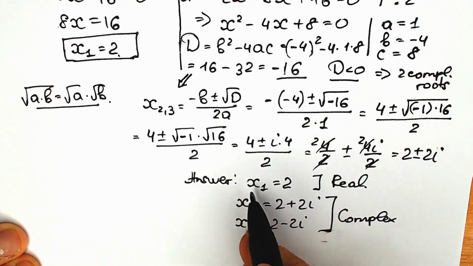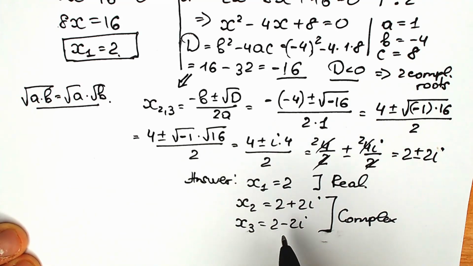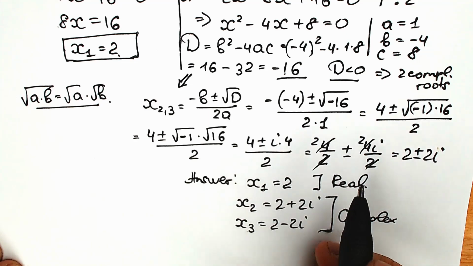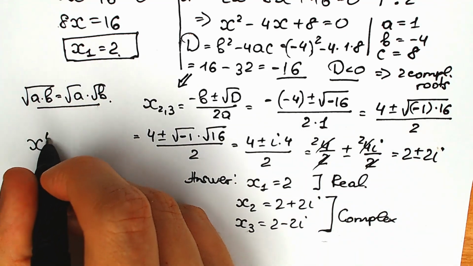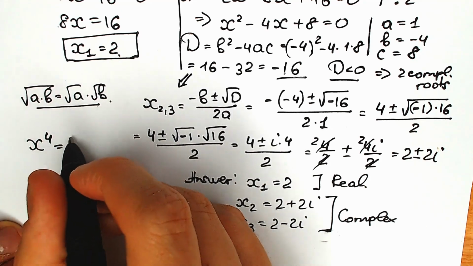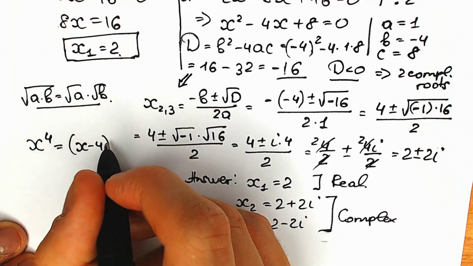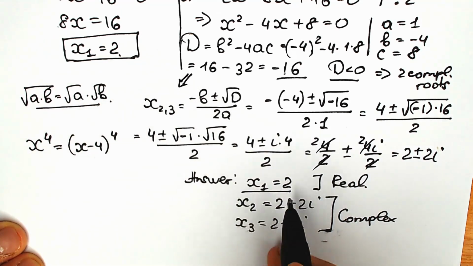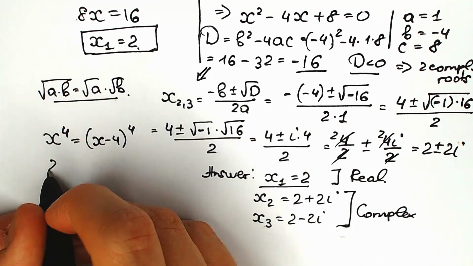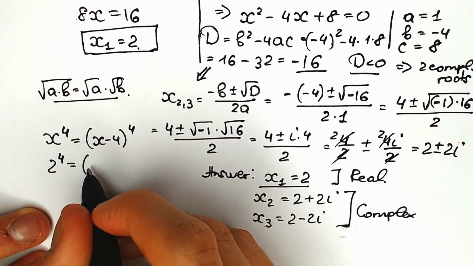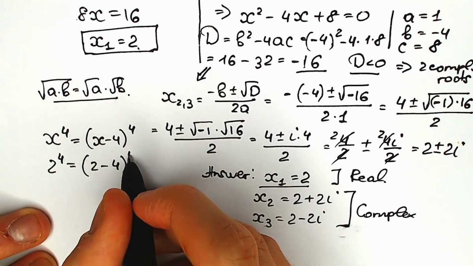Right now, let's check this root real quick. We don't need to check the complex ones because it would be a long video. But x first equal to 2, let's check it real quick. So our question looks like that: x to the fourth power equal to (x minus 4) to the fourth power. Let's check this x first equal to 2. As a result, we have 2 to the fourth power equal to (2 minus 4) to the fourth power.